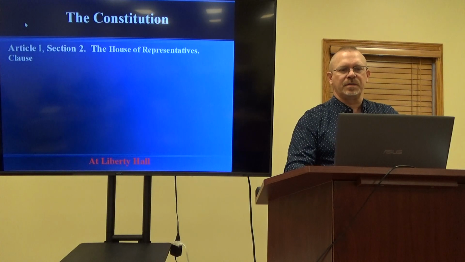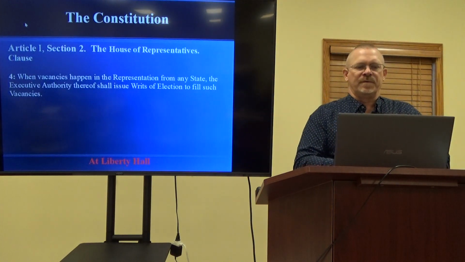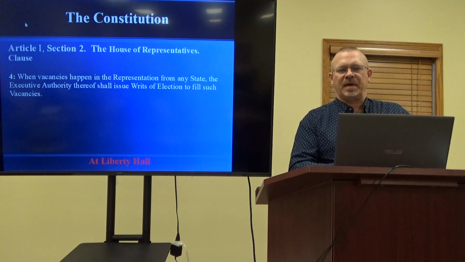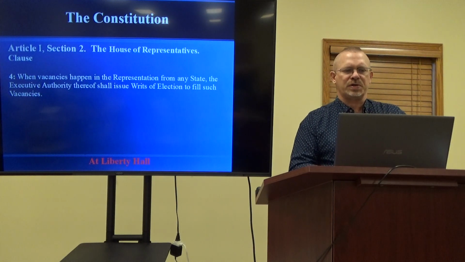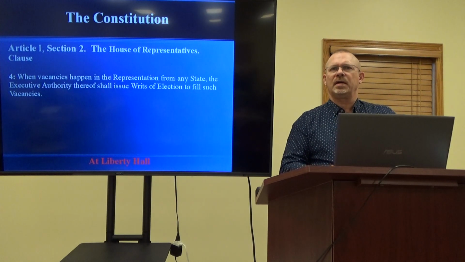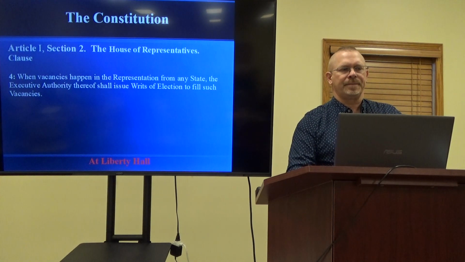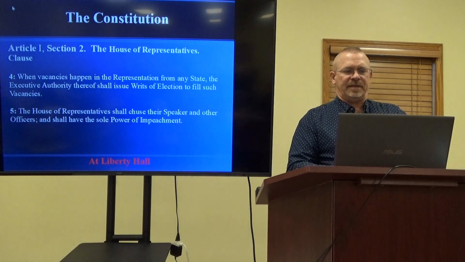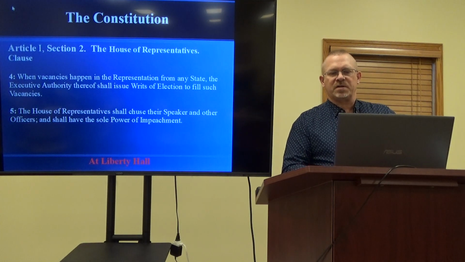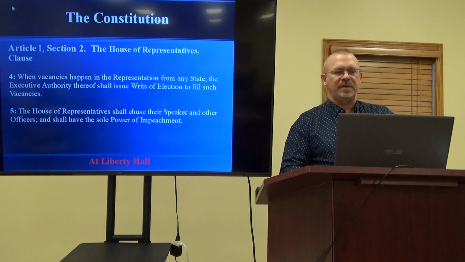Article 1, Section 2, the House of Representatives, Clause 4. When vacancies happen in the representation from any state, the executive authority thereof shall issue writs of election to fill such vacancies. Who's the executive authority of the state? Governor. Clause 5, the House of Representatives shall choose their speaker and other officers and shall have the sole power of impeachment.